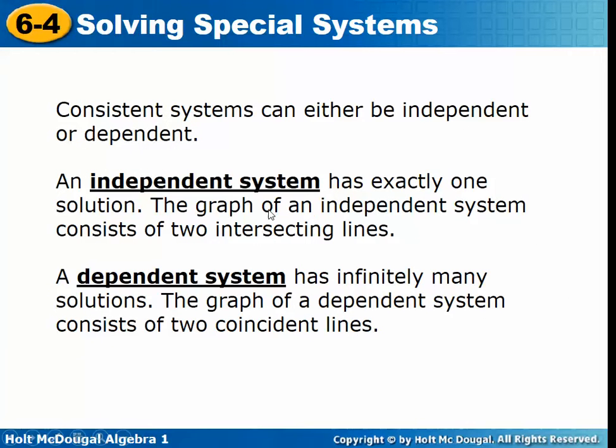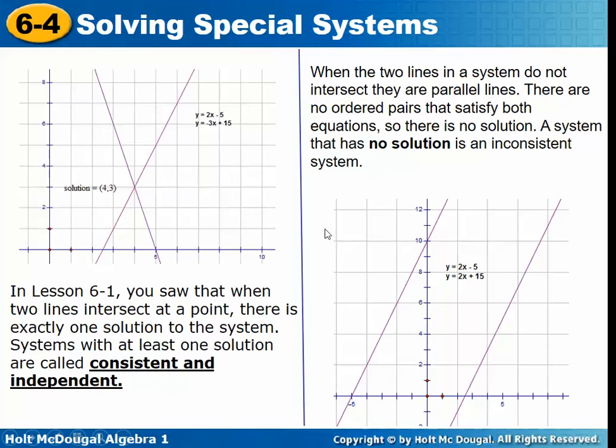We can also further classify consistent systems as either independent, meaning they cross in exactly one point, or a dependent system, which has infinitely many solutions. All right, let's look at the graph of each of these. So here is the consistent and independent. They intersect at one point, and you can find a solution, either algebraically or graphically.